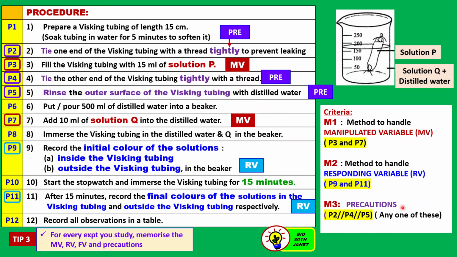Now, precautions is easier. If you have written either P2, P4, or P5, you get 1 mark. Okay, so P2 is number 2. Tie one end of the whisking tubing with a thread tightly to prevent leaking. And then P4, tie the other end of the whisking tubing tightly with a thread. And P5, rinse the outer surface of the whisking tubing with distilled water. Okay, any one of these, you get 1 mark. Okay, so as I said, make sure you know for every experiment what is the precaution, at least one precaution. So 3 marks given here for the 3 criteria, and for MV and RV, there are 2 statements that you have to make to get the full 1 mark.